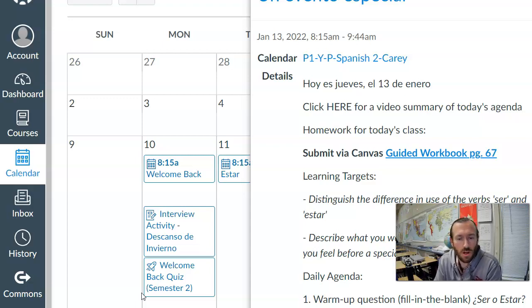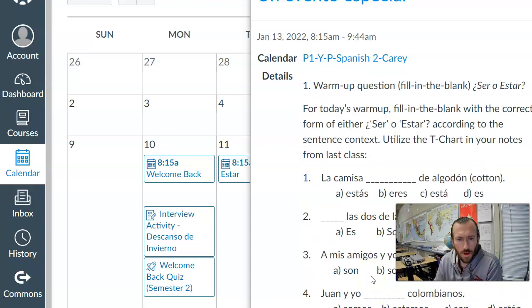And then the new concept or the new task is to describe what you wear, how you get ready, and how you feel before a special event. Your warm-up is a fill-in-the-blank warm-up, choosing the correct form of ser or estar, similar to what you did for your homework today.